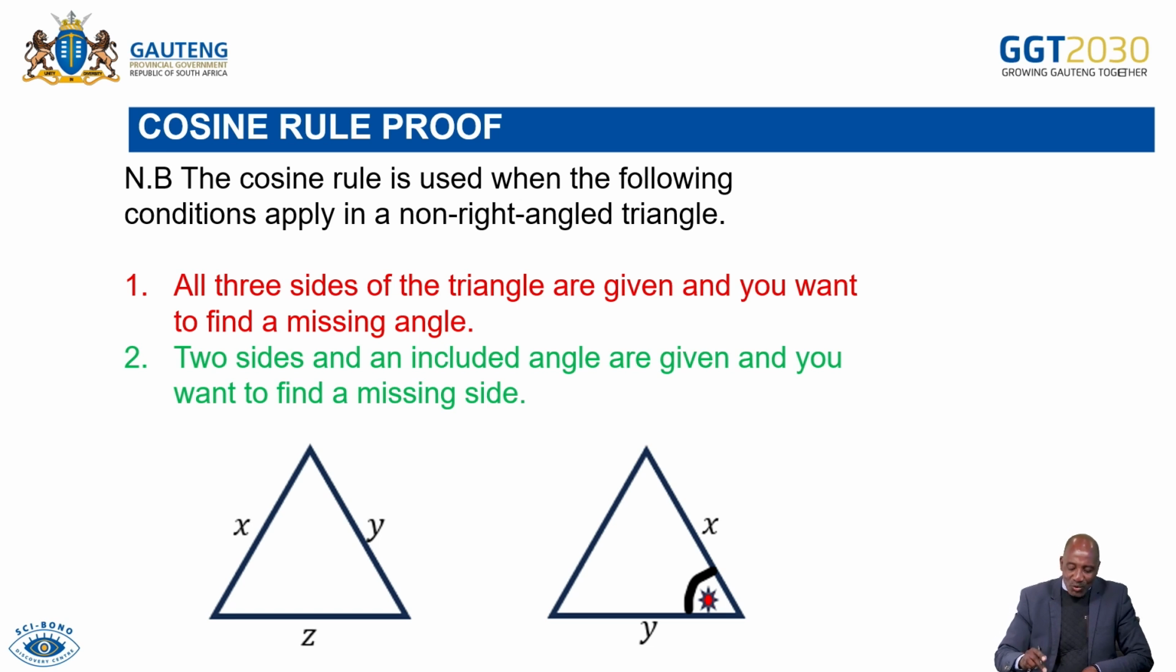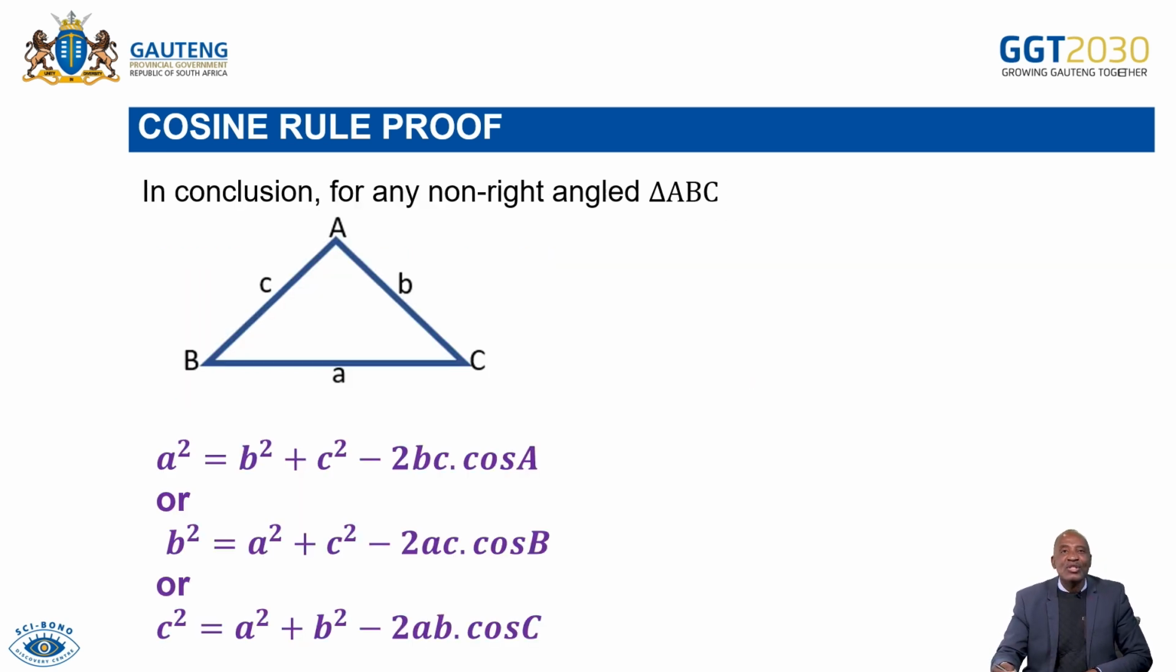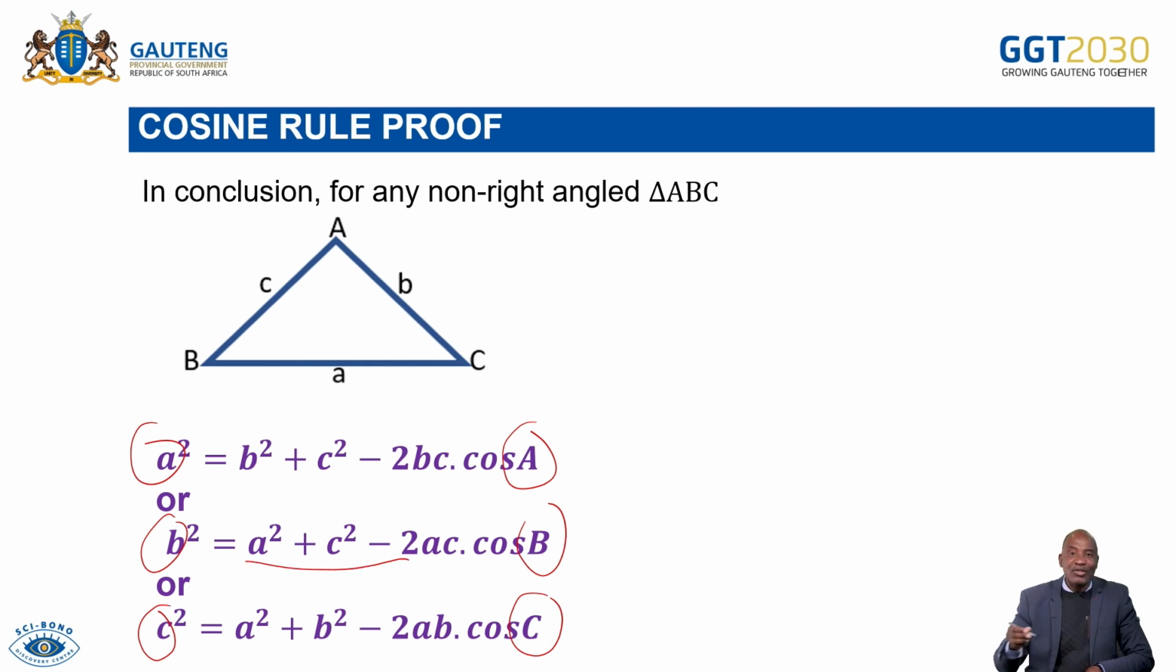So the cosine rule is used when three sides are given, or when two sides and an angle between them are given. In short, a squared is b squared plus c squared minus twice bc cos of big A. So if you start with a small a, you end with a big A in cosine. You start with a small b, you end with a big B, which is your angle. Then small letter c, capital letter C. In between are the other two sides.